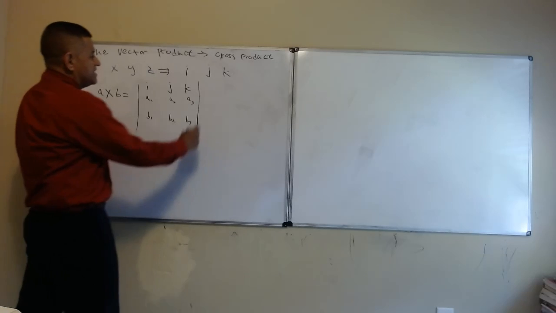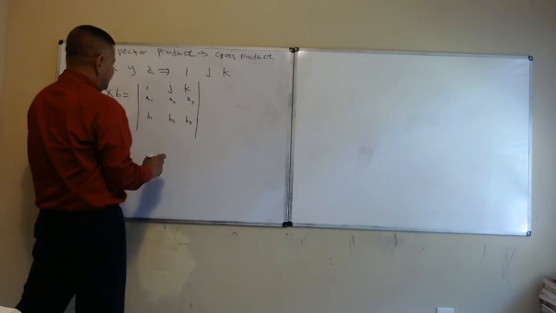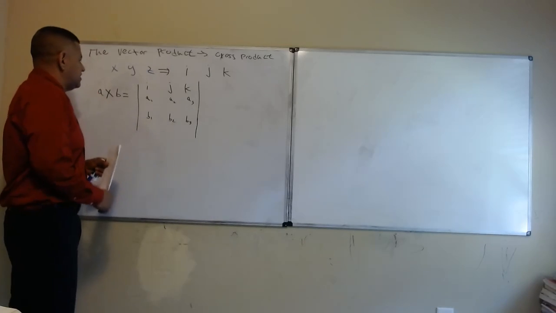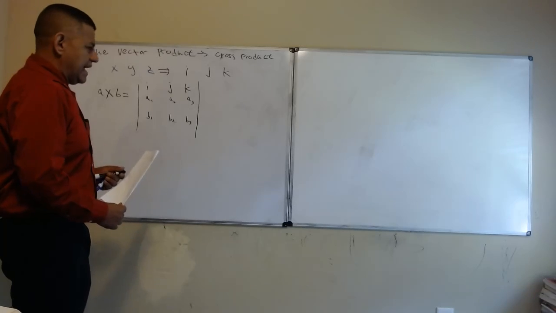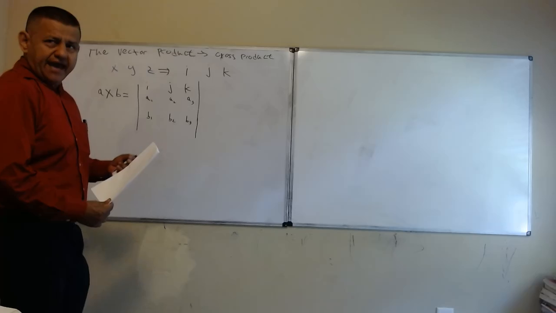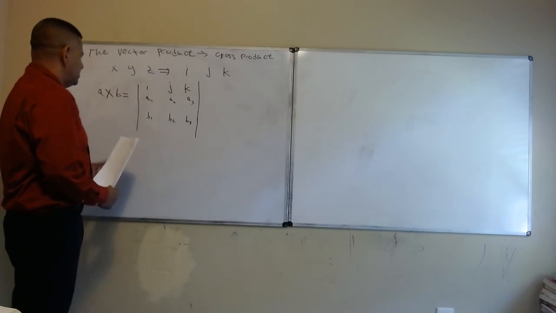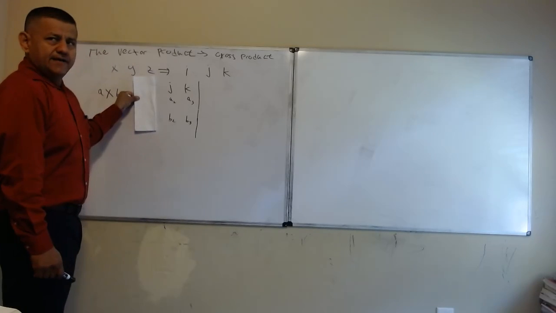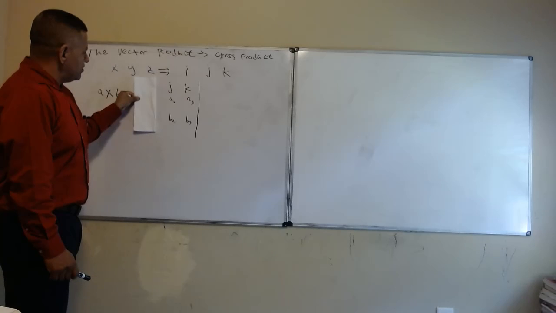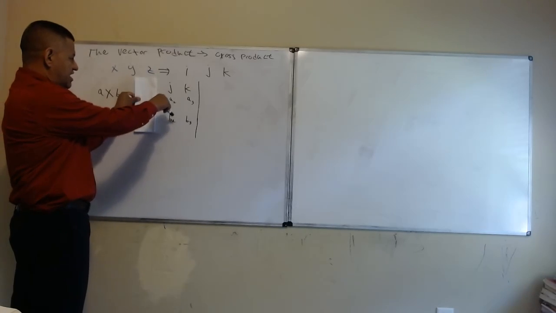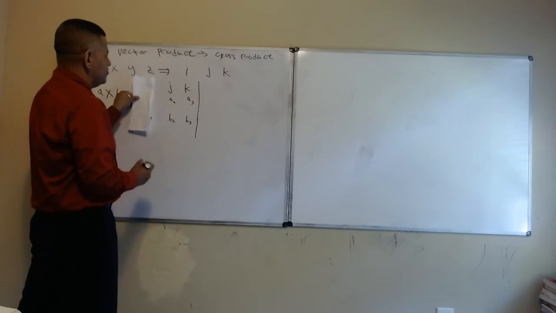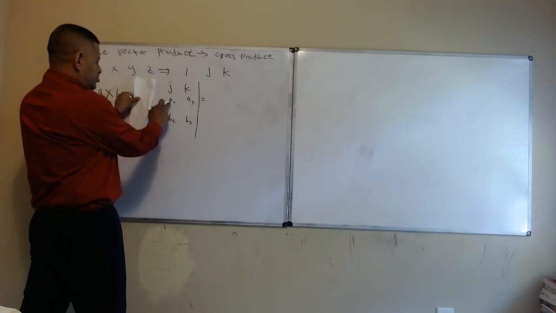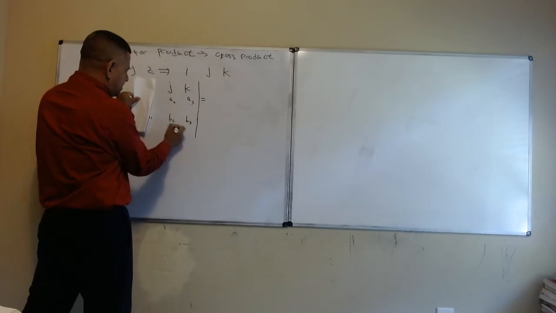So let's say you want A cross B. The way I do that is I take a piece of paper, or you can use your hand or finger, and cover this column. You cover i and you see j and k, and then you multiply this and subtract this.